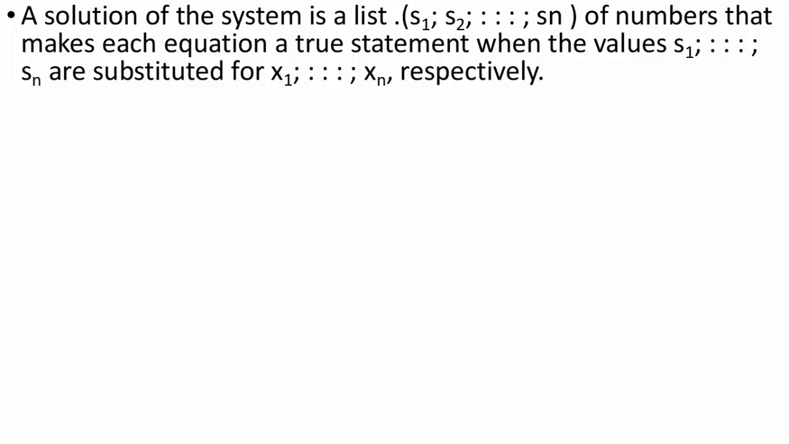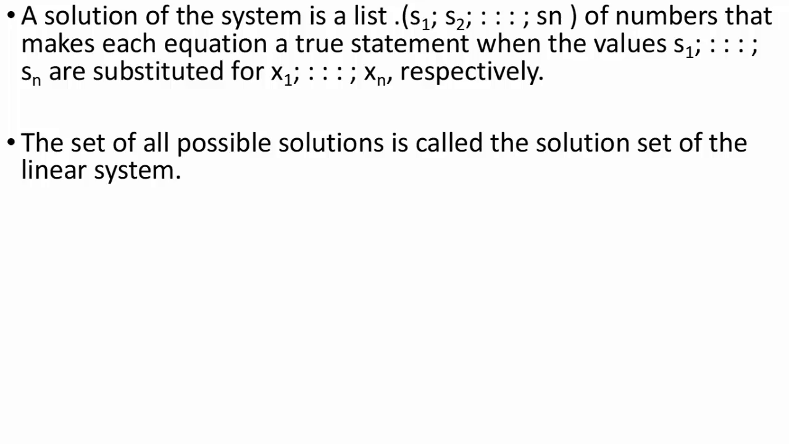by this list of numbers when s1 is placed in place of x1, s2 is placed in place of x2, s3 is placed in place of x3 and sn is placed in place of xn. The set of all possible solutions is called the solution set of the linear system. Second definition is solution set.